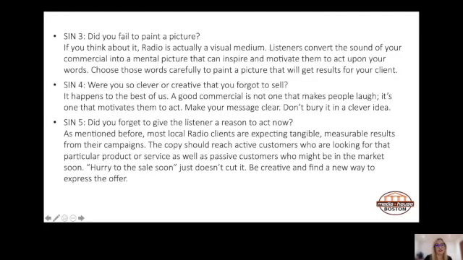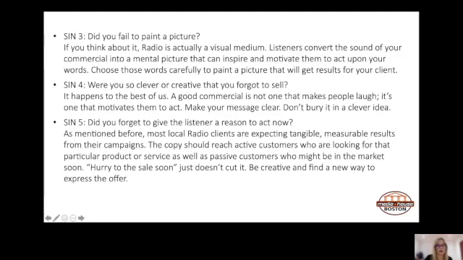The third sin, did you fail to paint a picture? If you think about it, radio is a very visual medium. Listeners convert the sound of your ad into a mental picture that can inspire and motivate them to act upon your words. Choose those words very carefully to paint a picture that will get results for your client.